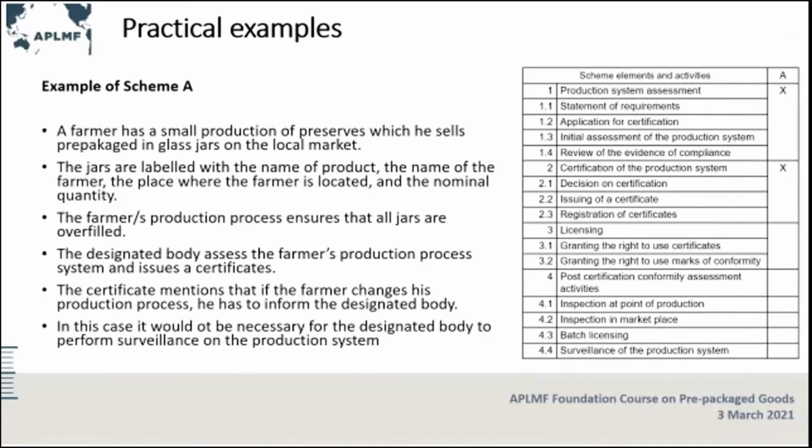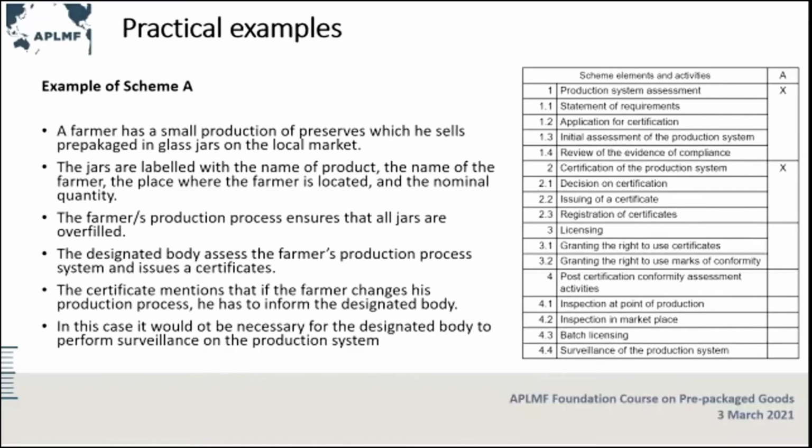The farmer puts everything on the label, and then the farmer's production process ensures that no jars are underfilled. So the farmer has to make sure that there is no jar with less fill than the quantity declared on the label. And then the designated body assesses the farmer's production process system and issues the certificate, and the government comes to the farmer's production, assesses it, and issues the certificate to declare that the farmer's product already meets the OIML recommendation, for example. And then the certificate states that if the farmer changes his production process, he has to inform the designated body. So in this case, it is not necessary for the designated body to perform any post activities.